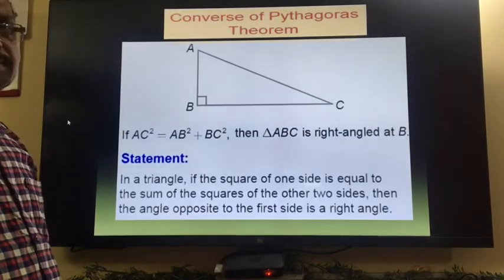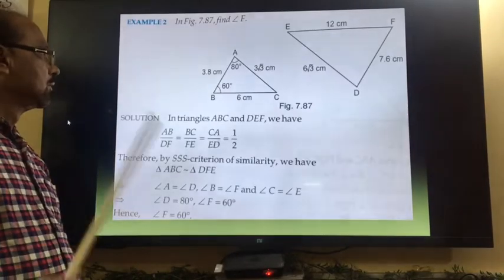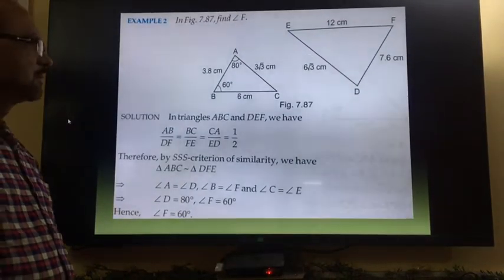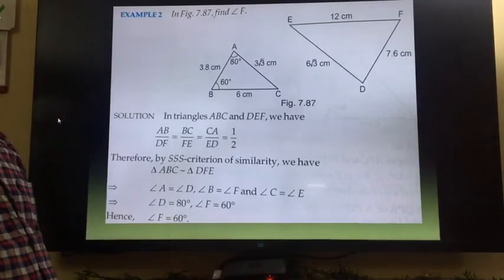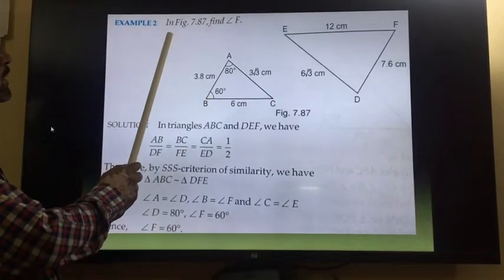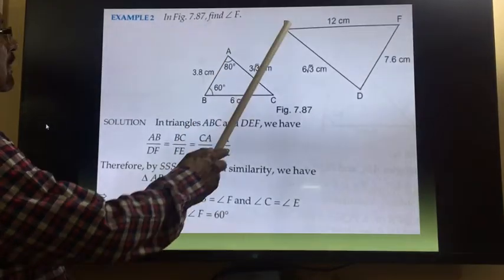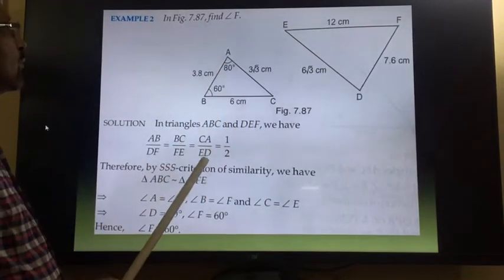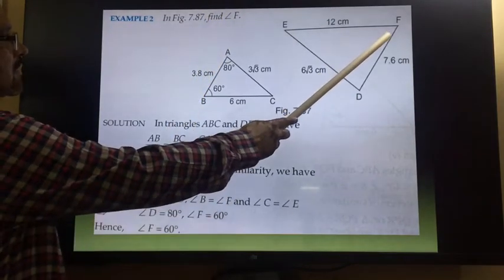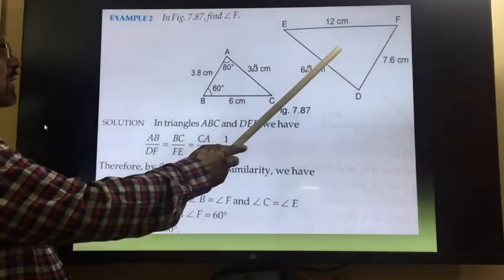So let us start the examples and the application of these theorems. This example is very easy, and in this case you will learn how to apply these theorems and similarity criteria. There are two triangles given in this example, figure 7.87. One triangle is ABC, another triangle is DEF. In these two triangles, we have to find the value of angle F. Here, how much is this angle? This is the question.